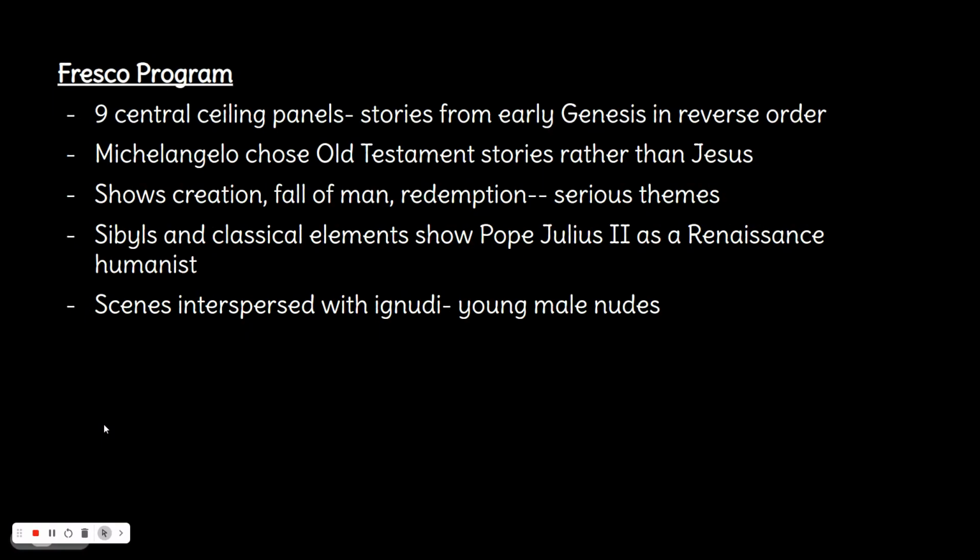So when we have a large assemblage of frescoes like this, it can be called a fresco program. And so this is just like the basics of what is there. So we have 9 central ceiling panels, which have stories from early Genesis in reverse order.